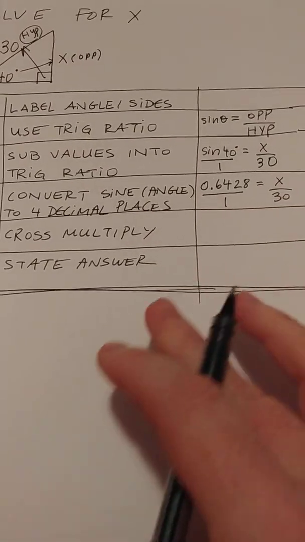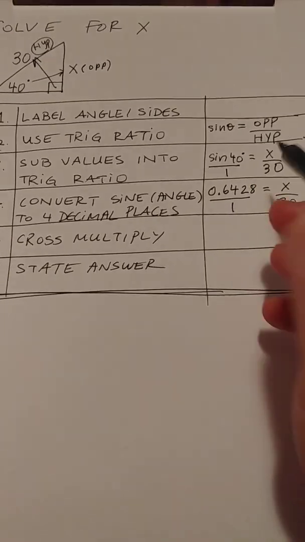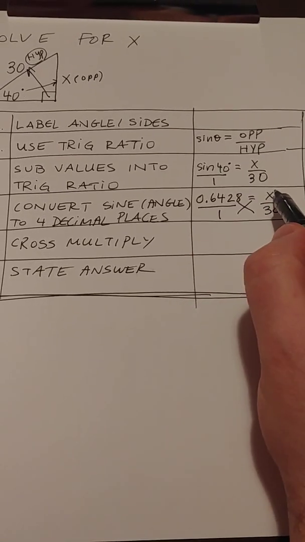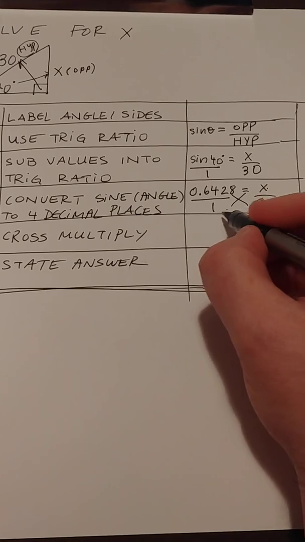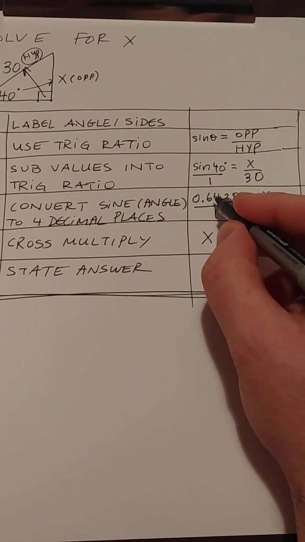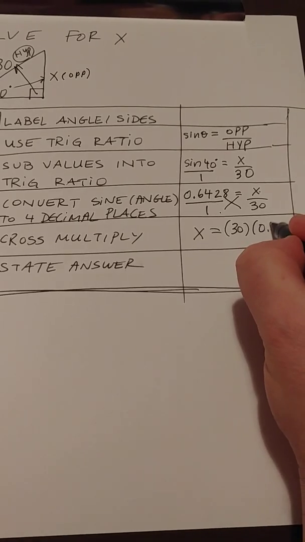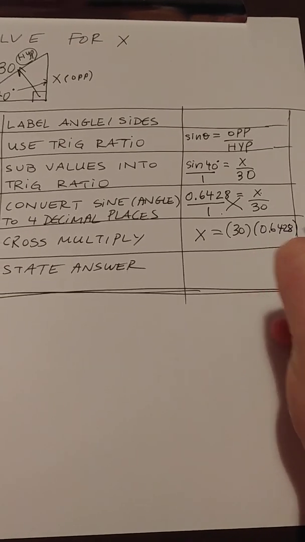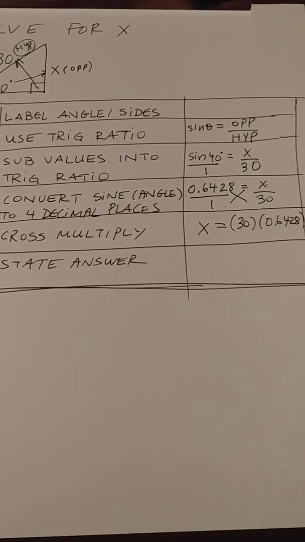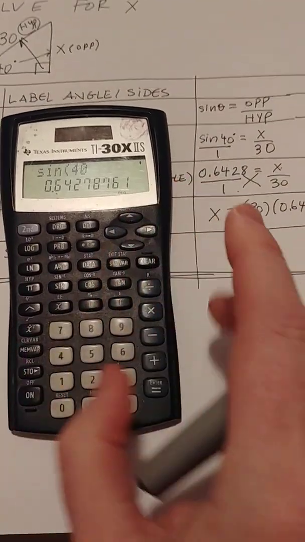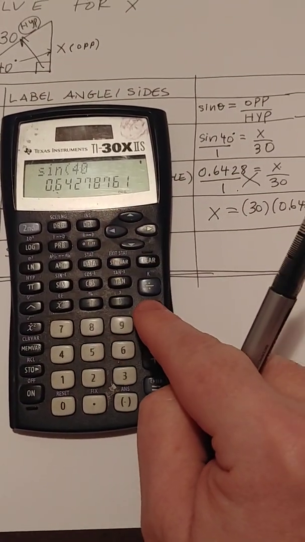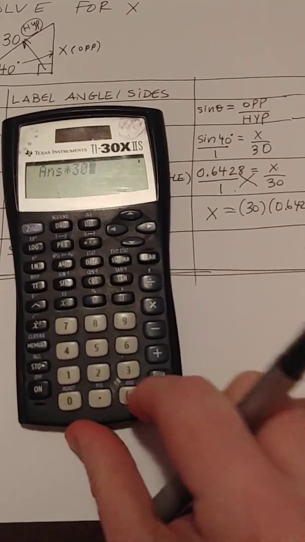Okay, so now that we've done that, we can easily cross multiply. So let's do that. x times 1, or 1 times x, is x. And then we're going to record 30 times 0.6428. We're going to multiply these two numbers together. So let's do that. We have the number there, so we just multiply by 30.